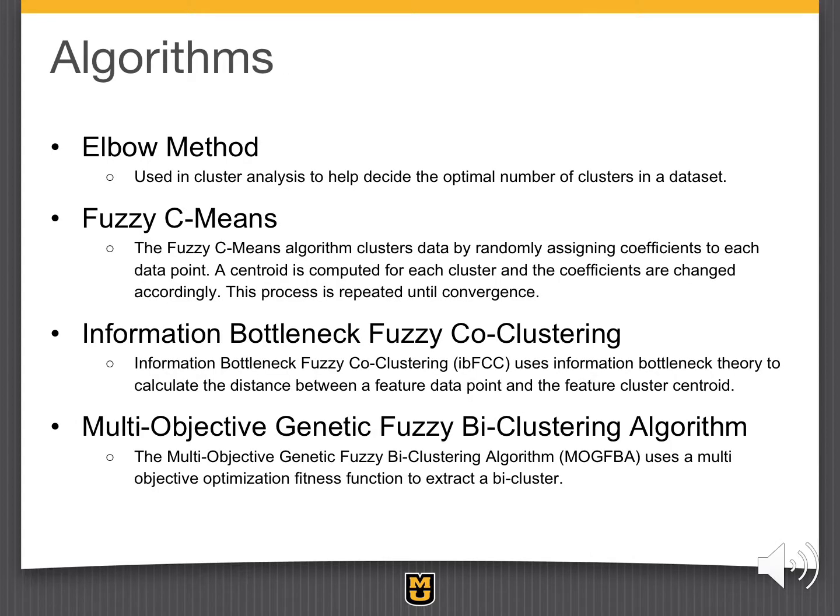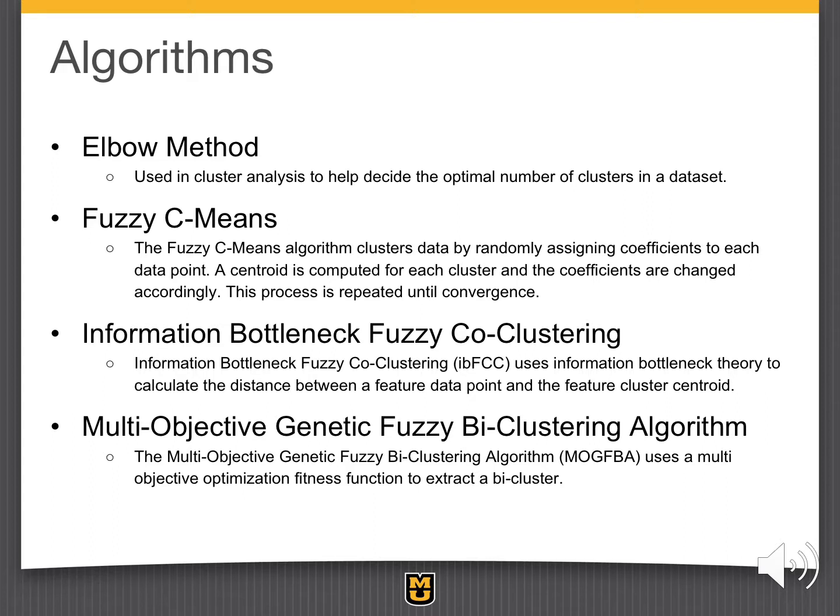In order to use fuzzy clustering, we first had to determine how many clusters were needed. This was done using the elbow method, which is designed to find the optimal number of clusters in a dataset. From there, we use the fuzzy C-means, co-clustering, and bi-clustering algorithms to cluster the data. The fuzzy C-means algorithm uses randomly assigned coefficients for each data point to cluster the data. This is an iterative process that computes a centroid for each cluster and then uses the distance between the centroid and membership value to update the coefficients, repeating until convergence.